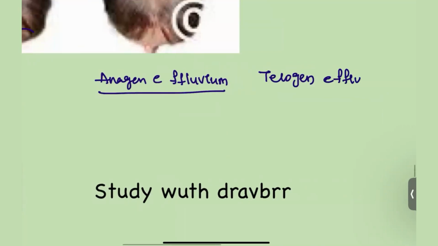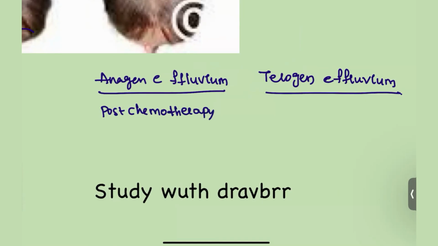What is the difference between these two? Anagen effluvium is going to be associated with the anagen phase, most commonly seen post-chemotherapy. Telogen is associated with follicles falling in the resting phase, or the telogen phase, and this is associated with infection or stress. Okay, post-stress or post-infection, telogen effluvium.